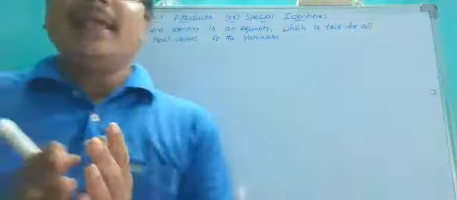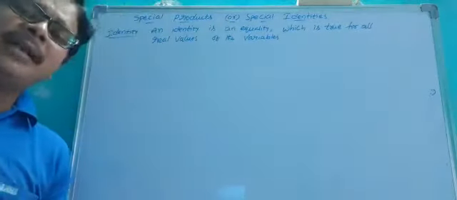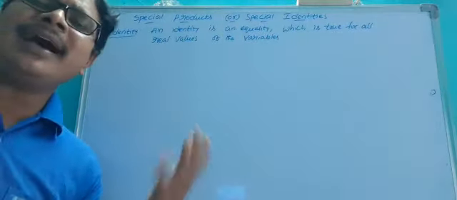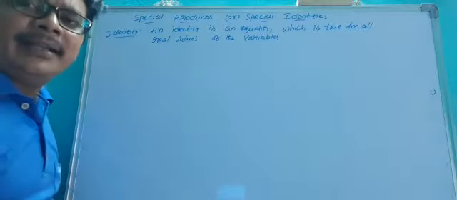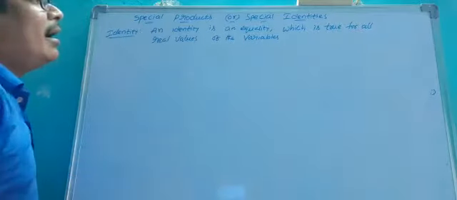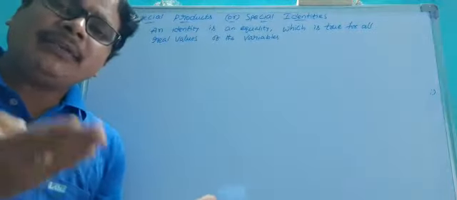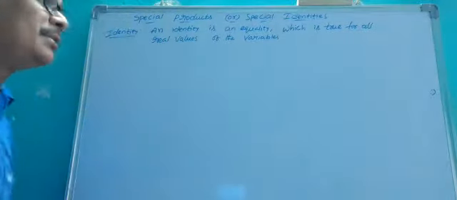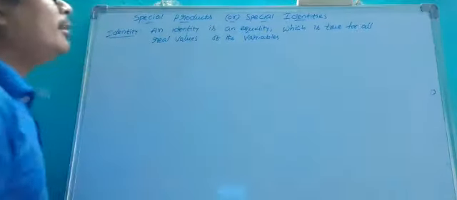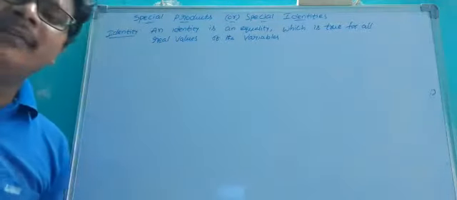What are they? (a + b) whole square, (a - b) whole square, a square minus b square, (a + b + c) whole square, like that. They are known as identities. What is an identity? Let me recall once again. An identity is an equality, an equality of two expressions, which is true for all real values of the variables.